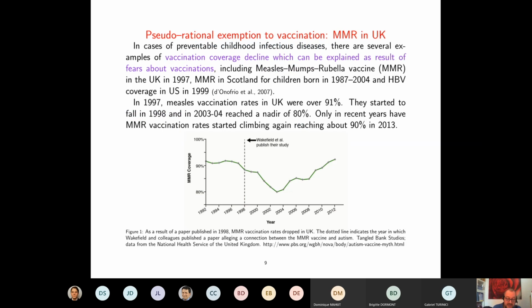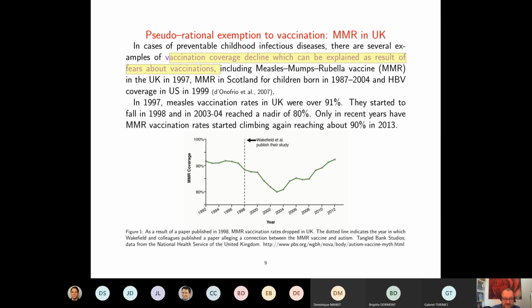An interesting case study in this context is the so-called pseudo-rational exemption to vaccination, which is the choice to vaccinate or not vaccinate children made by parents on the basis of a balance between the perceived risk of the infection and of getting damage from the infection, and the perceived risk of side effects from the vaccination. And so, in this case, it may happen that the vaccination coverage declines as a result of fears about vaccination.